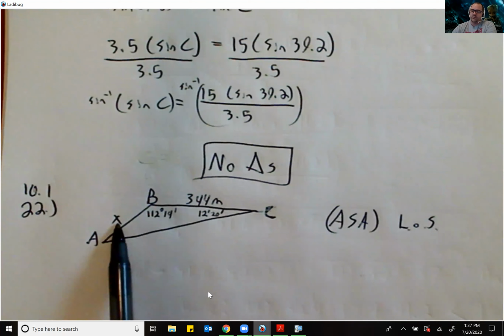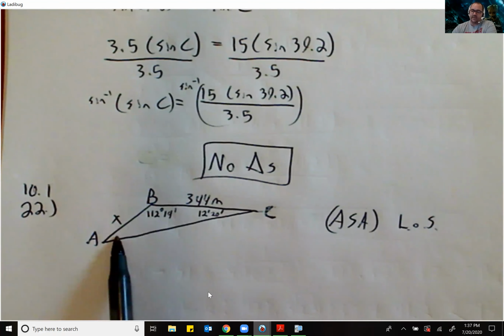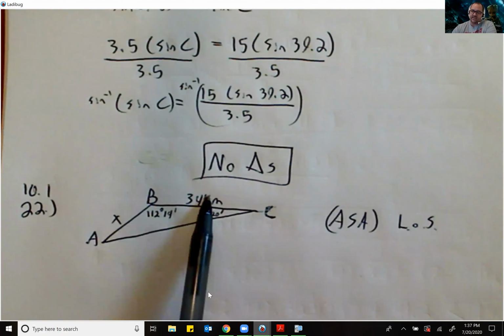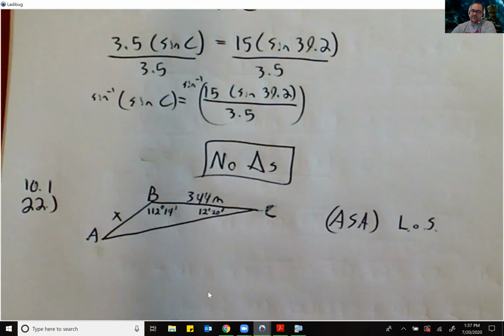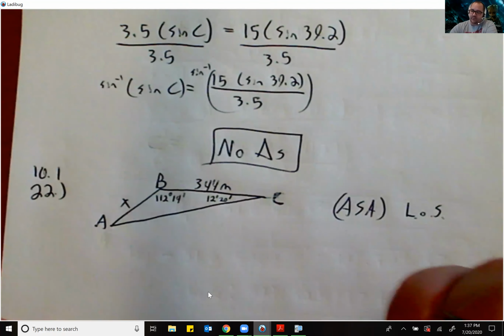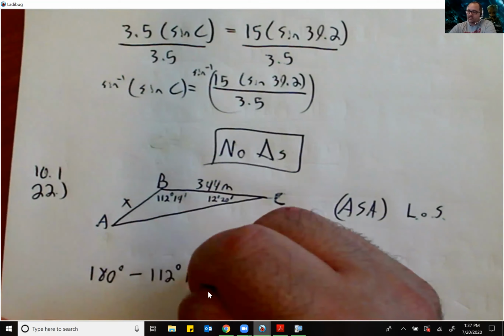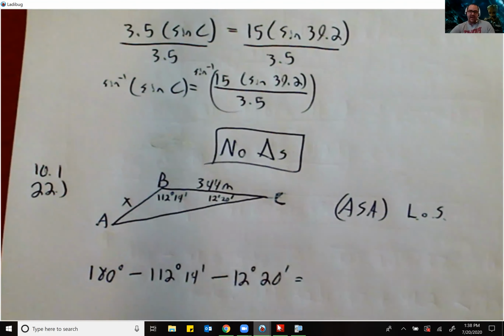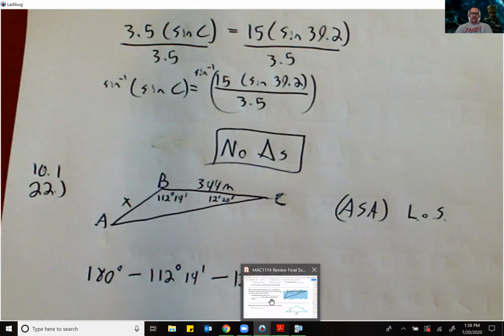So in order to do that, the first thing we need to do is figure out what angle A is, because I'm going to use angle A to help me with this, because that's little a. And then we can use the angle C to help us get the side X. So the first thing is I need to figure out angle A. And that's easy to do. All we're going to do is take 180 degrees minus 112 degrees, 14 minutes, minus 20 degrees, 12 minutes. And you can do this all in your calculator. And it's okay to leave it in minutes. You don't have to let it be decimals and get the exact degrees. You can let it be in minutes and degrees.